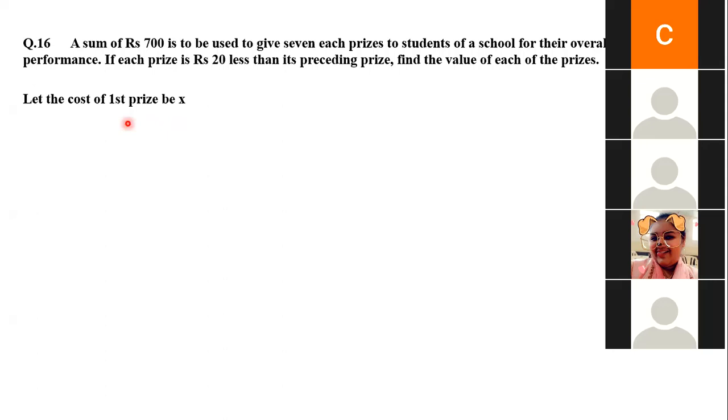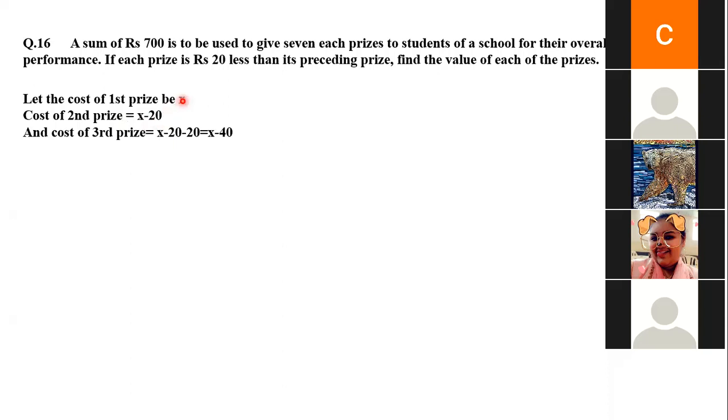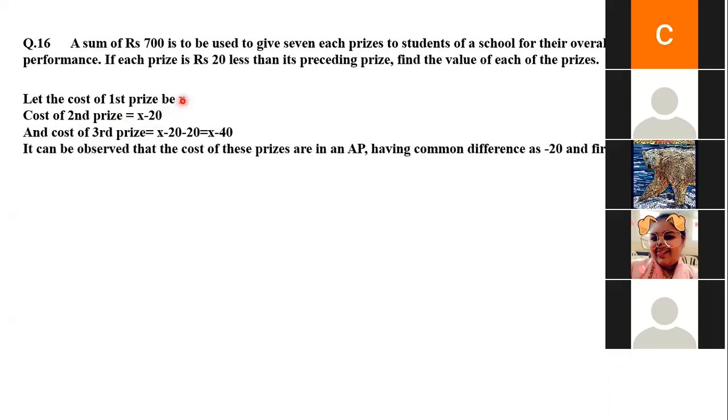X minus 20. Very good. Second prize, X minus 20. What is the third prize? X minus 40. Yes, very good. Now, what is the difference? X minus 20 minus X, that is minus 20. Very good. Common difference we are getting is minus 20.